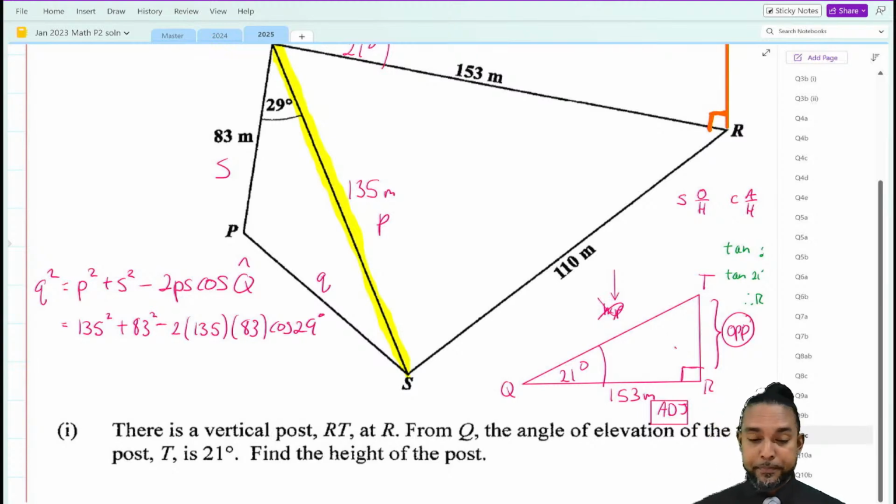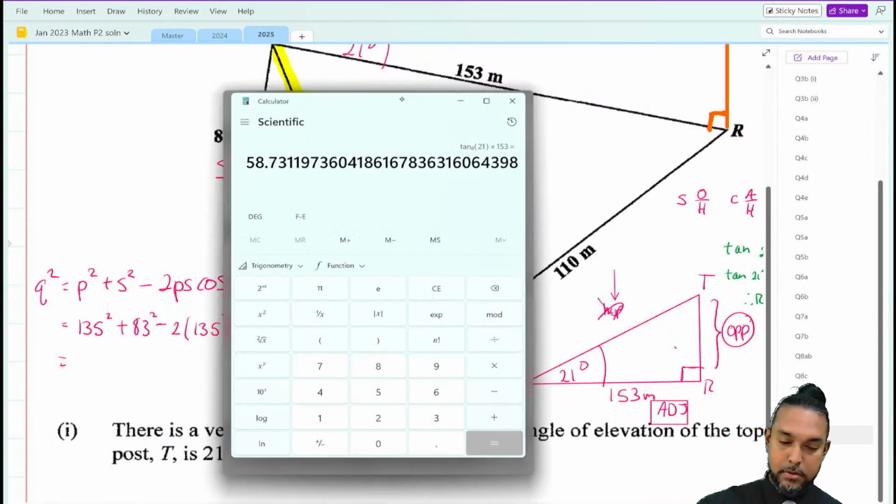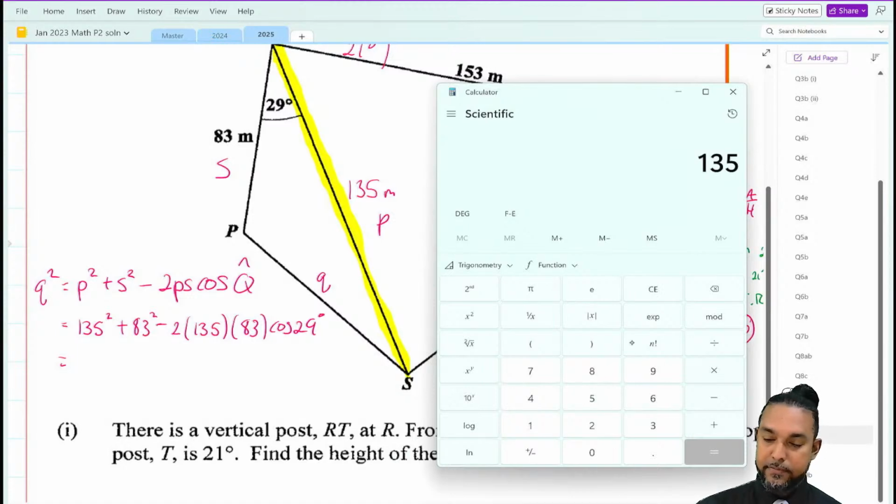It would be meters squared. Right. So 135 squared plus 83 squared minus open brackets 2 by 135 by 83 by cosine 29. Boom, bam.